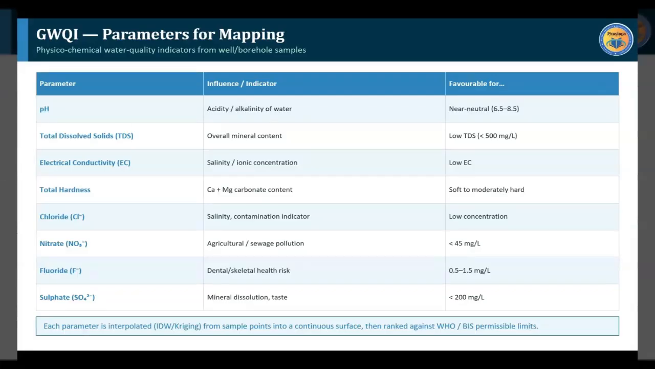And finally, iron and other heavy metals. Iron causes staining and it also causes unpleasant taste. Other heavy metals can be genuinely toxic. We want all of these below their permissible limit.